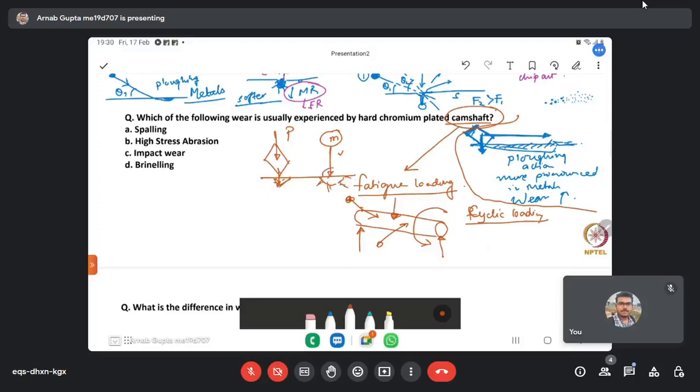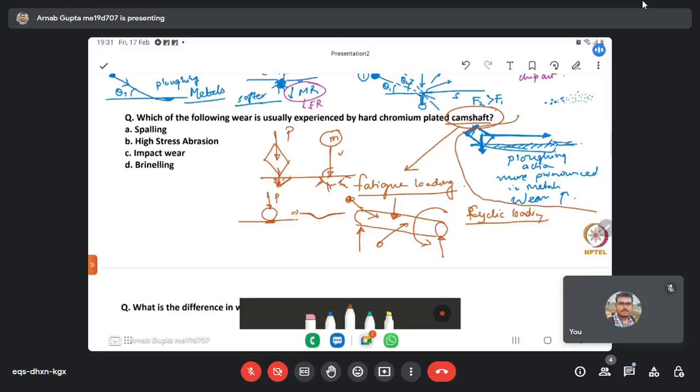In case of brinelling, again same, like under a constant load, you will press a particular particle on the surface. So as a result of this, some plastic deformation will take place localized to this particular region, and the shape will change.